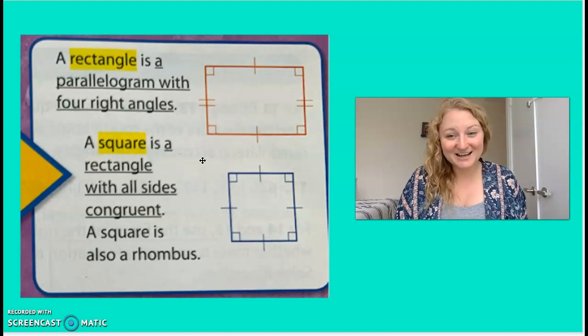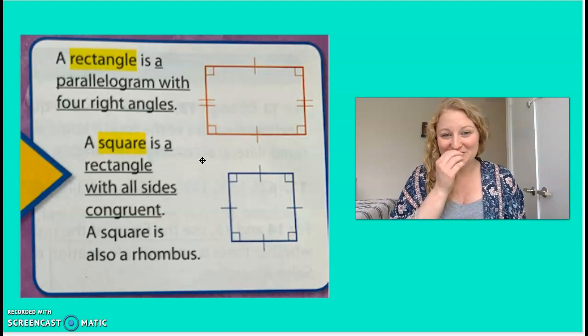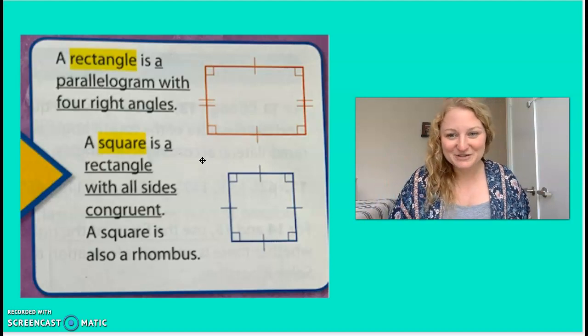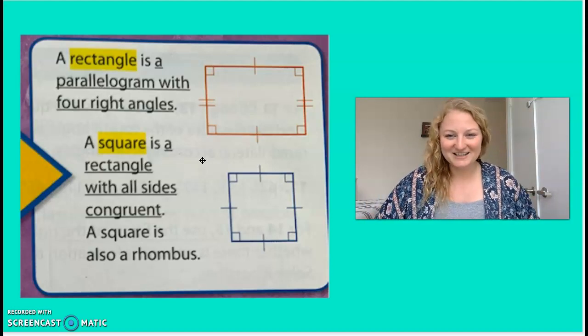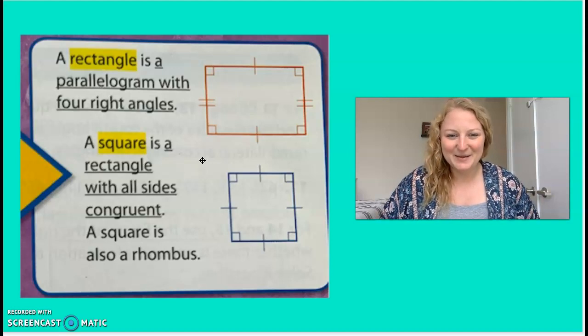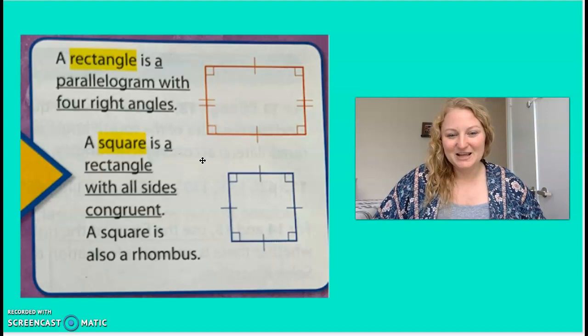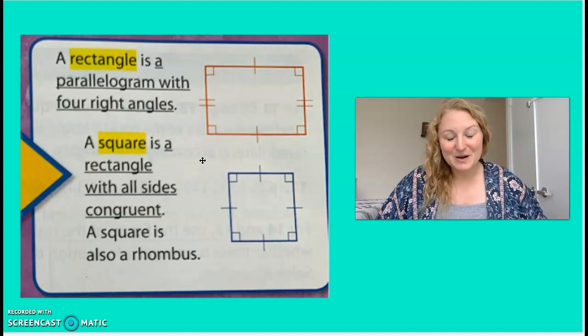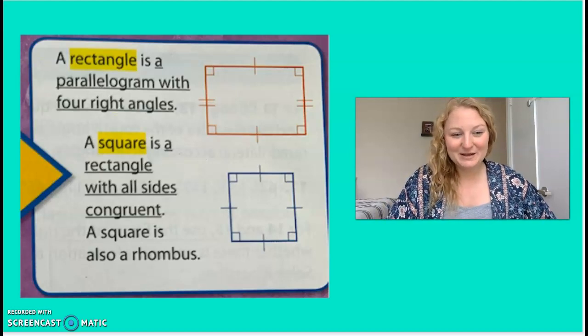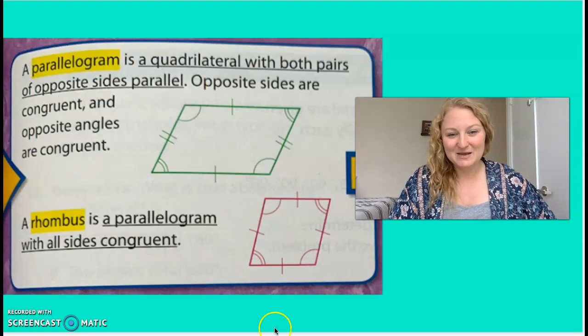A square is actually a type of rectangle. It's in the rectangle family, which is in the parallelogram family, which is in the quadrilateral family. They're all connected, almost like one messy web. A square is a rectangle with all sides congruent. It's also a rhombus. If we click back to a rhombus, we can see why it would be a square. All sides are congruent, and opposite angles are congruent.